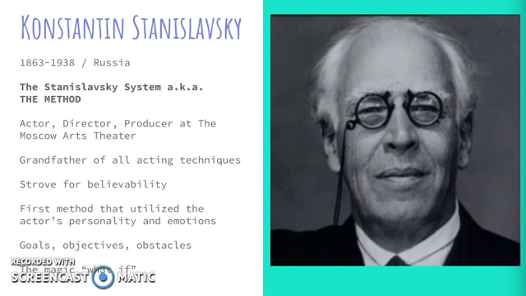So our first acting method and master is Stanislavski. So Konstantin Stanislavski began his career in Russia in the 1800s at the Moscow Arts Theater as an actor, director, and producer. As the story goes, Stanislavski was apparently a terribly awkward actor when he began at the age of 14, but after working obsessively on his weaknesses, he rose to the top of his class.